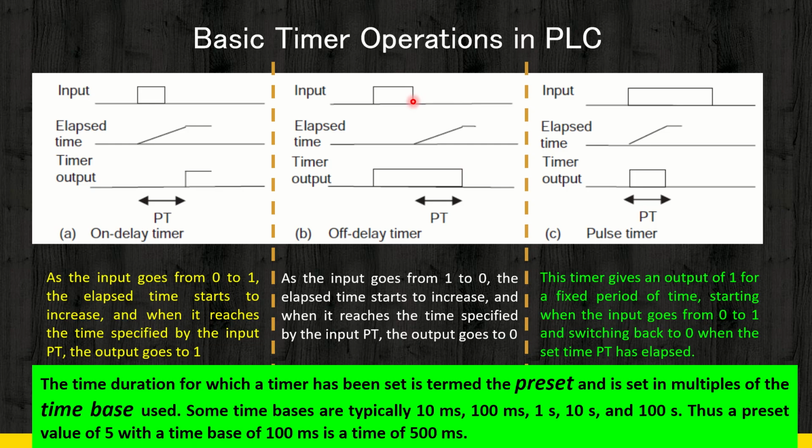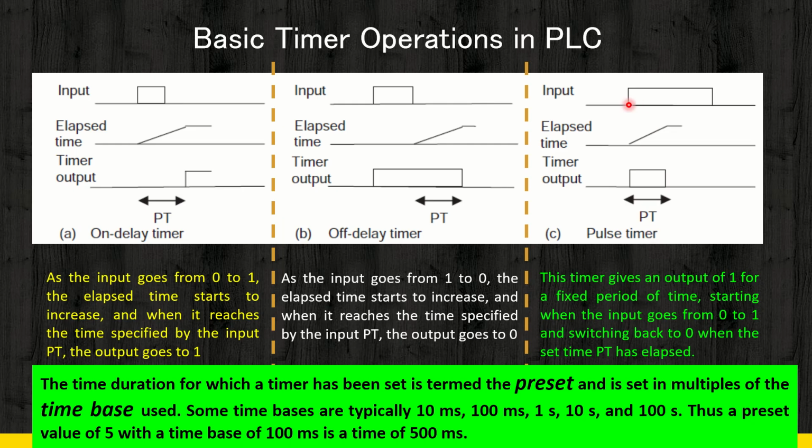The moment the signal goes from on to off, the time starts increasing, and the time will increase for the preset duration. You can find here that the timer output was available along with the input. Once the input is no more, the timer output still remains on. However, when you reach the preset time duration that you had already fed to the timer, your timer output goes to 0.